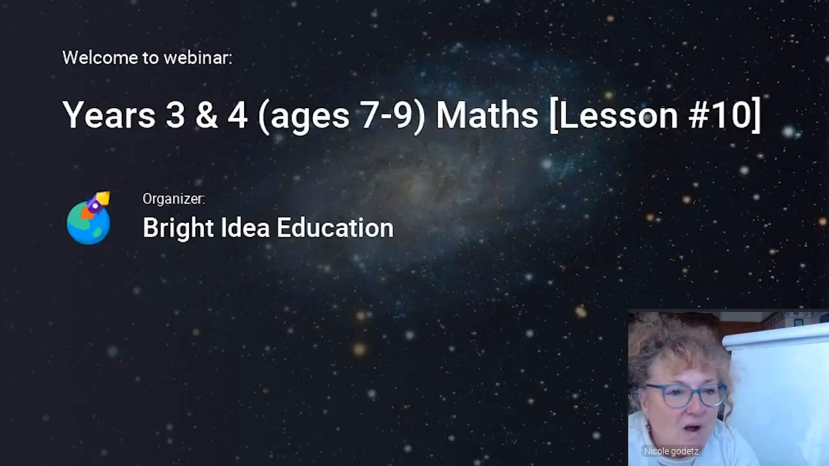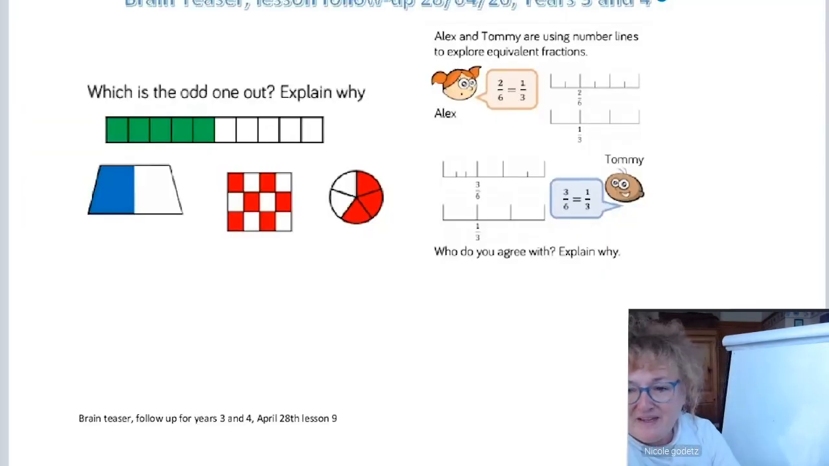So while we were joining, we had some brain teasers up for you to look at. Now, one I'm going to go through, and the other one I'm just going to ask for your feedback on, because we haven't looked at equivalent fractions yet. Obviously, I know you have at school, but we haven't. So I just want to find out what your ideas are. But let's look at the first one. Explain which is the odd one out. Looking at those fractions, which is the odd one out and why?